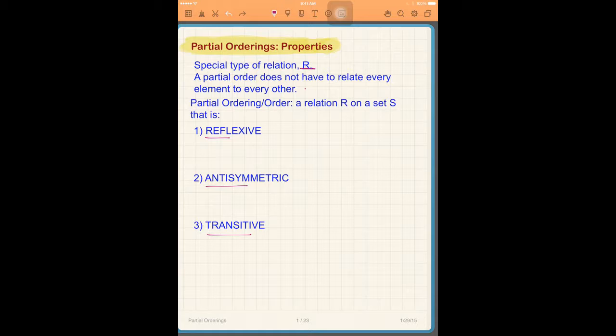Let's remind ourselves what it means to be reflexive. For reflexive, we want for every element in the set, we need it to be related to itself. So if you were to look at the connectivity matrix, you would want all ones down the main diagonal.